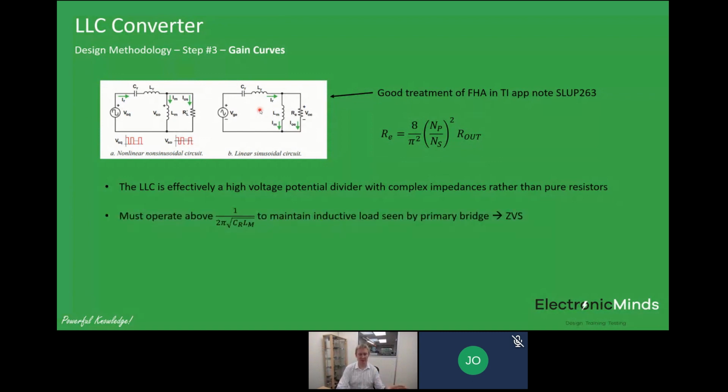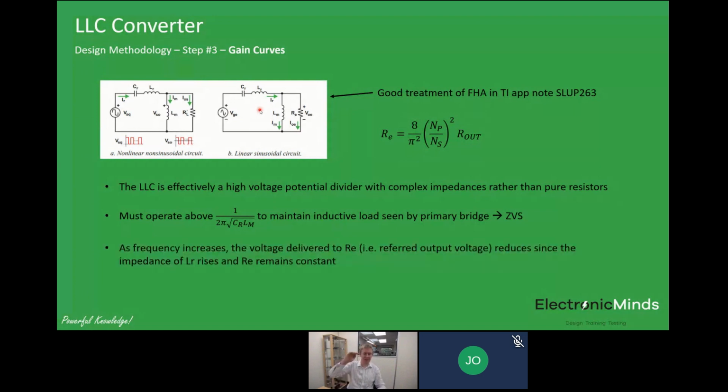As I mentioned on one of the first slides, you have to operate above the lower resonant frequency formed by the C_R and L_M figures to make sure we always have inductive load flowing on the primary bridge to give us zero voltage switching. As we go up in frequency, the voltage delivered to R_E, which essentially is the voltage delivered to the output referred back through to the primary, reduces. That's because the impedance of the L_R component rises with frequency while R_E stays constant. So if we want to reduce the output voltage, we have to go up in frequency.